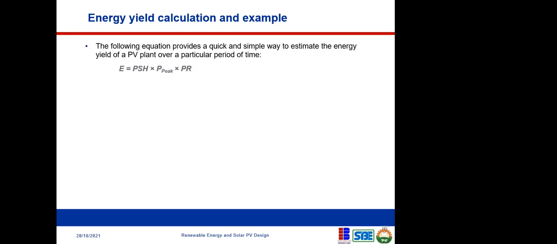Our time commitment. So let me explain this again. Peak sun hours is different from the time the sun comes out and the time the sun goes down. It's different. And I'll try to explain this with a simple analogy.